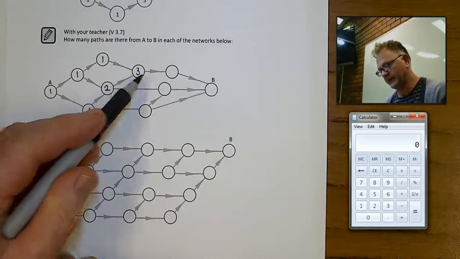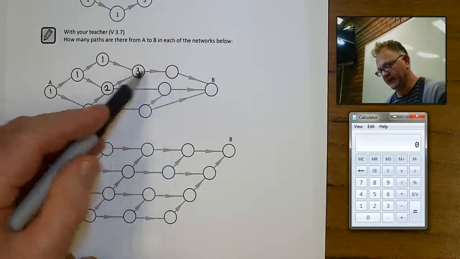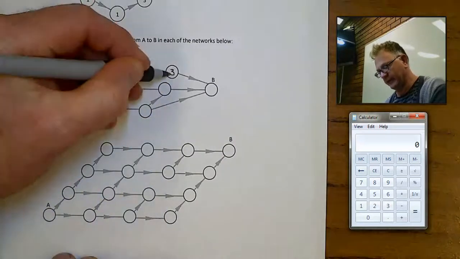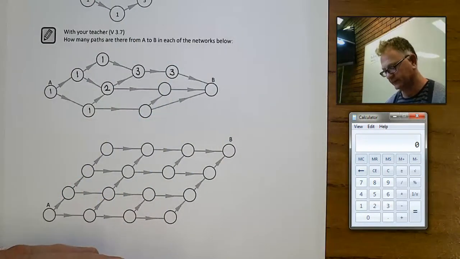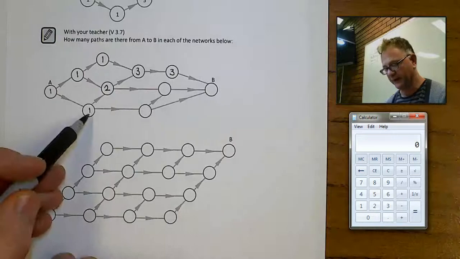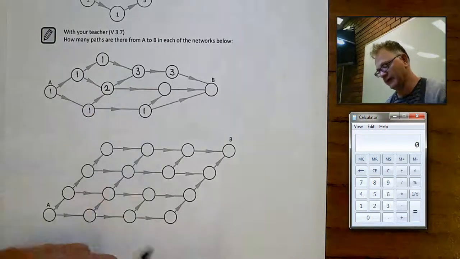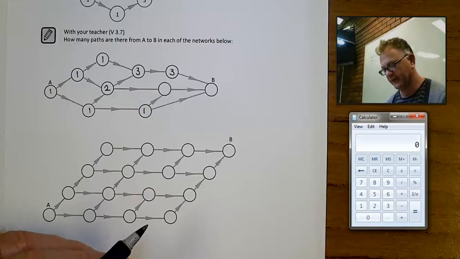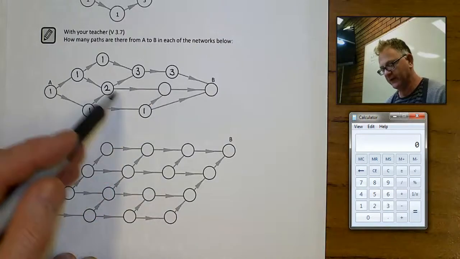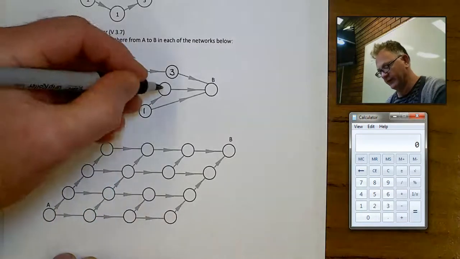Now the 3 ways of getting here, to get to here we can only come in from here, that means there's still 3 ways of getting there. There was only one way of getting to this point, and so that means to get to this point there is only one way you can come in to get to that point. But to get to this point there was 2 here and 1 here, 3 ways of getting to this point.